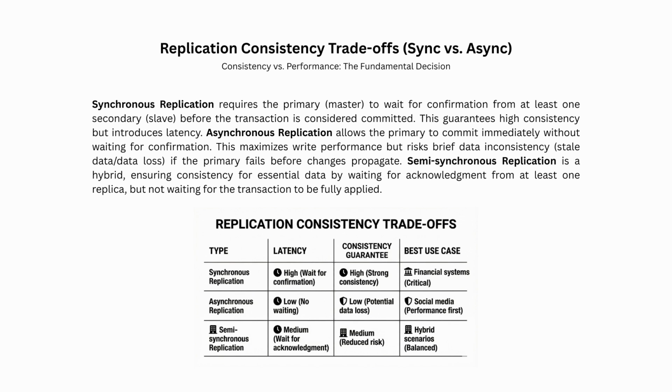Asynchronous replication prioritizes speed. The master commits the change locally and then immediately tells the application it's done, queuing the change to be written later. This is much faster, but if the master fails before the change reaches the slave, those changes are lost.